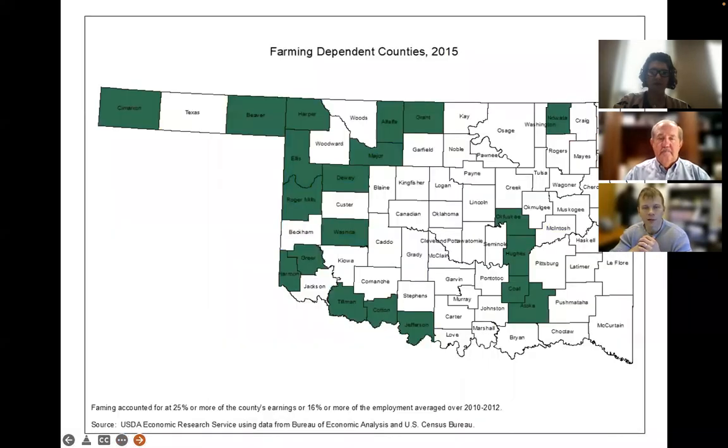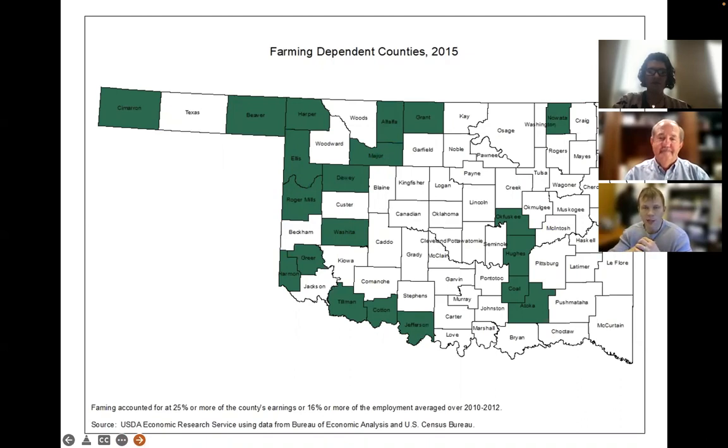So this is farming dependent categories. You can see down there at the bottom, the definition is that the activity of farming accounted for at least 25% of the earnings or 16% of the employment. And that's going to change based on the categories we're talking about. Those thresholds shift. But it's also important here to note the years. They use data from 2010 to 2012 to get this definition of a farming dependent county. I don't think these have changed a lot since that time frame for farming dependent, but some of these other ones we're going to talk about later certainly have.